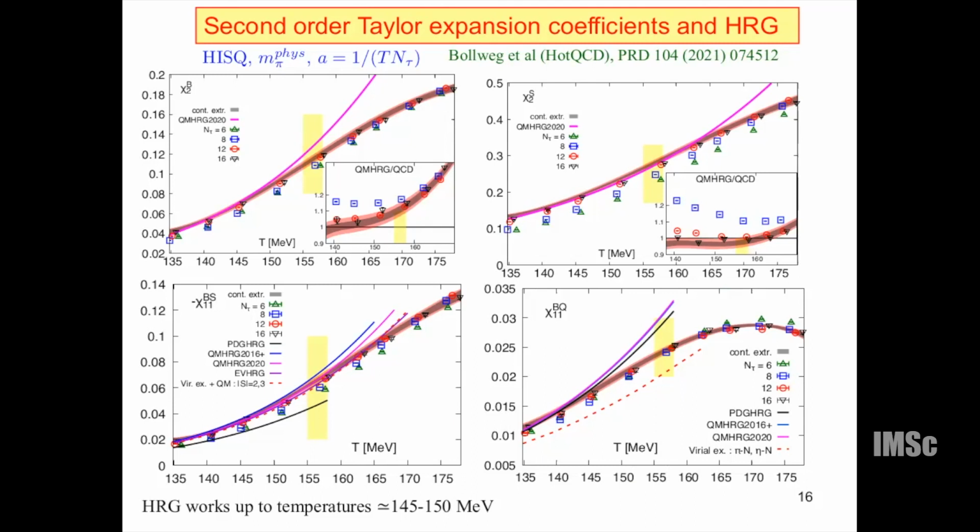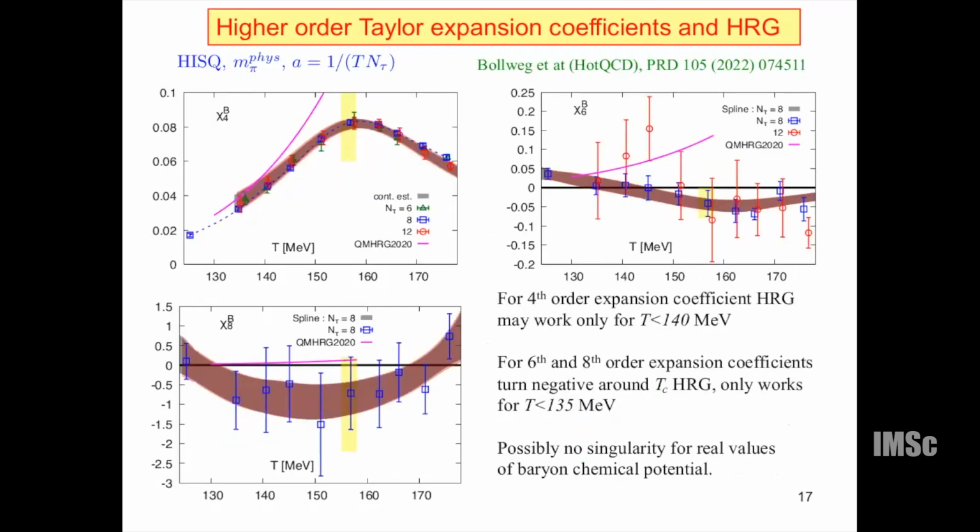So when you include these additional states, and only then, you get a good agreement between the hadron gas and the lattice for the fluctuations of baryon number, strangeness, and the cross correlation between baryon number and strangeness. You could also do this comparison for higher order fluctuations. And here, even if you include all the states, the agreement is not so good. We see agreement below 140. Then if you go to 145, 150, the agreement is not so great.